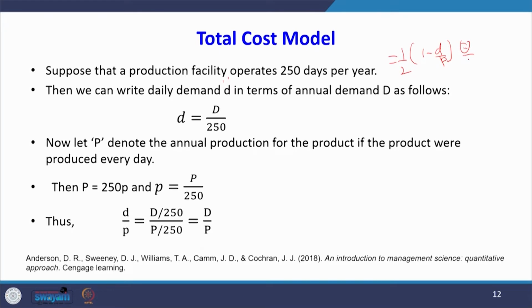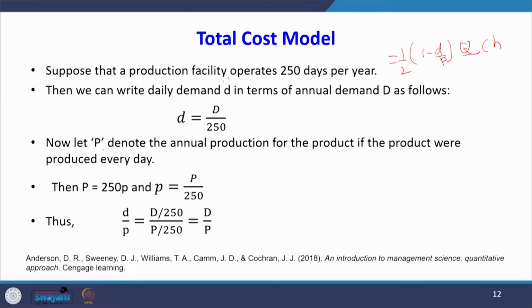So, this is Q and CH. Here the small d is the per day demand and P is the per day production. So, we are going to get the annual demand here. We are going to replace small d upon P by capital D upon capital P. That is what we are going to do. Small d, the per day demand, is the annual demand divided by the number of working days.